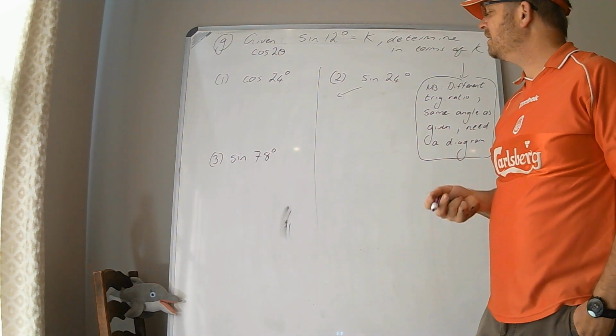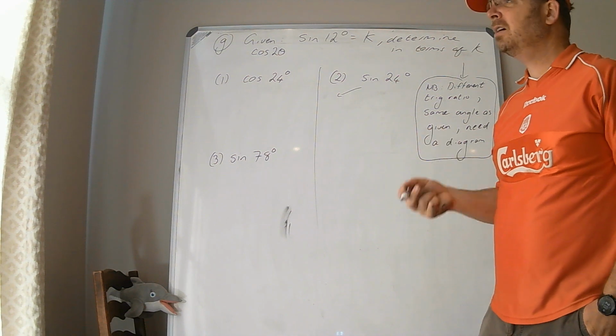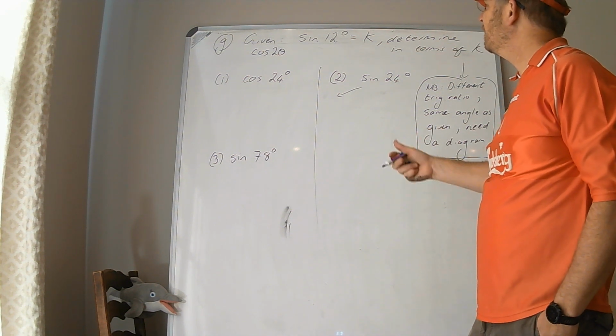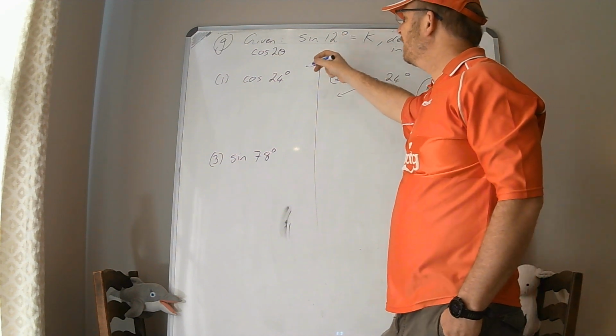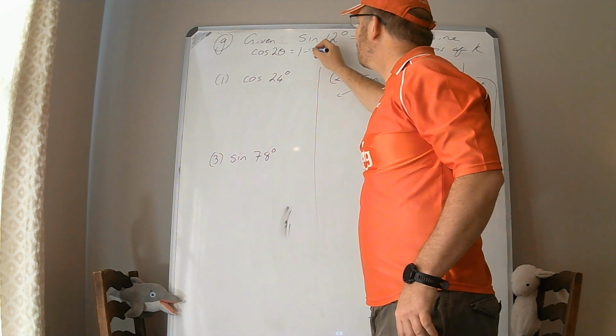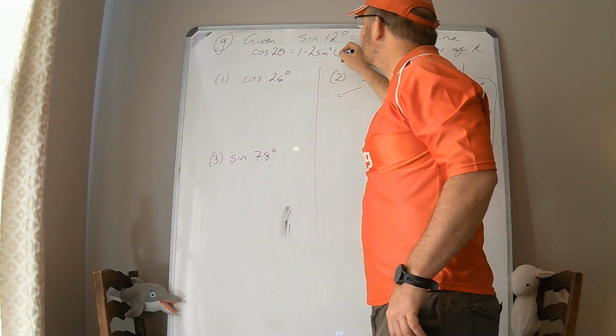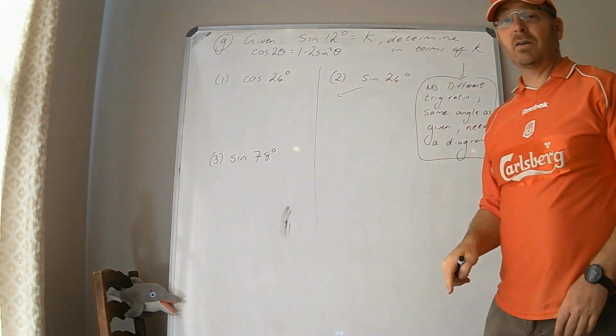And we know cos 2 theta could be cos squared theta minus sine squared theta, 2 cos squared theta minus 1, or 1 minus 2 sine squared theta. But what we were given was sine of 12. So in order to do the sum, I'm going to use the fact that cos 2 theta is equal to 1 minus 2 sine squared theta. So cos of an angle is 1 minus 2 sine squared of half of the angle.